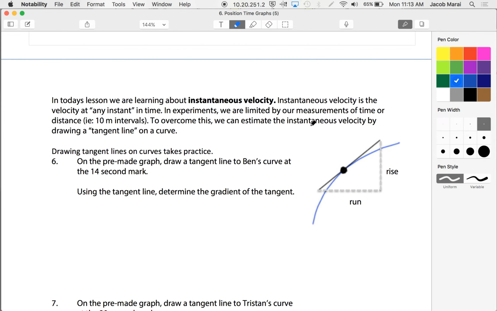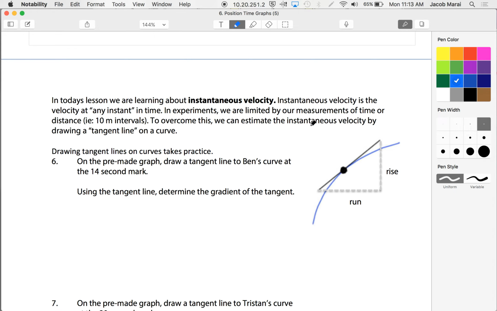So, it takes practice. It's an estimate, gentlemen. There's no one correct answer. You might come up with 4.5. You might come up with 4.9. There's going to be an appropriate range, okay? And it's how well you can draw it.